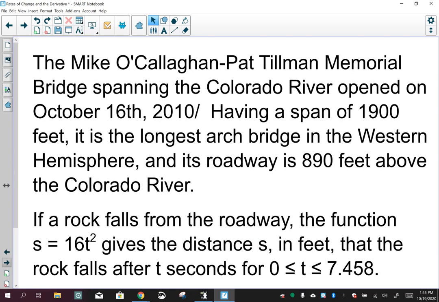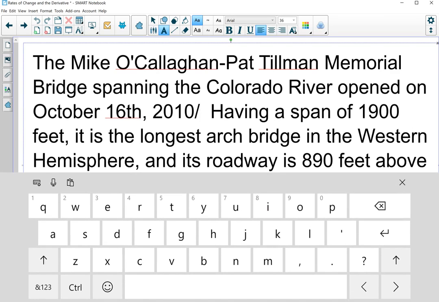Really long word problem, so I'm going to give you a few moments to read over this, and we're actually going to walk through this problem here. Hold on, I got a typo.